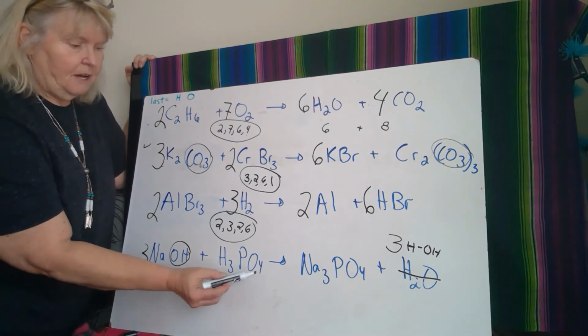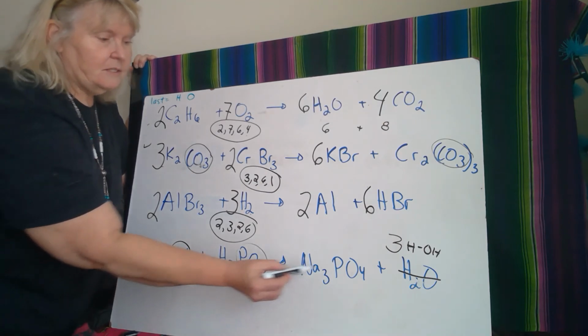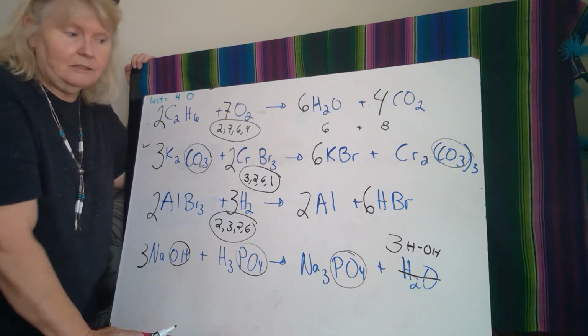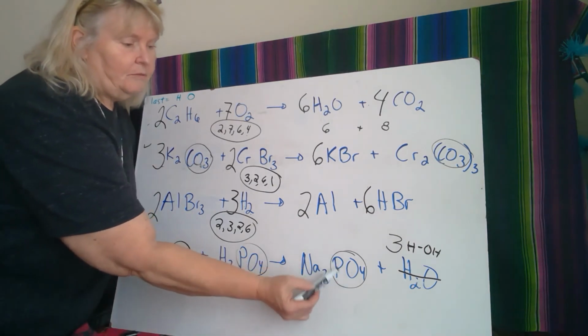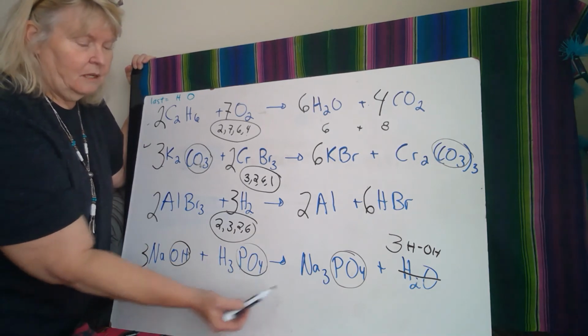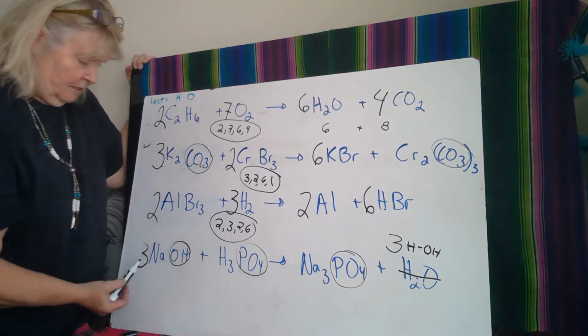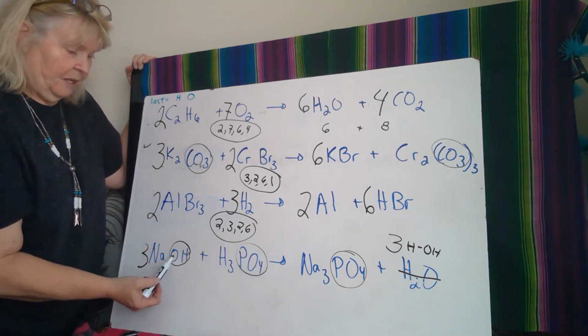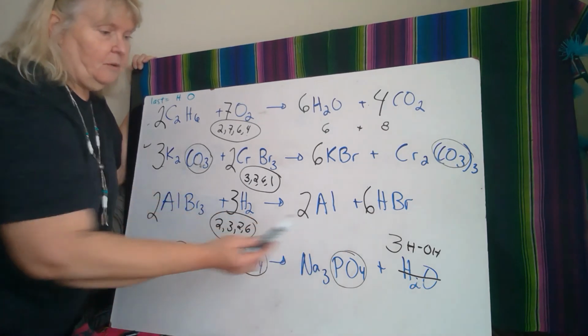All right, how about the phosphates? Remember, this is a polyatomic ion. If you don't remember, have your ion sheet and check it. So PO4, I have 1. Over here, I have 1. Sodium, I have 3, and I have 3. So 3 sodiums, 3 sodiums, 3 OHs, 3 OHs.